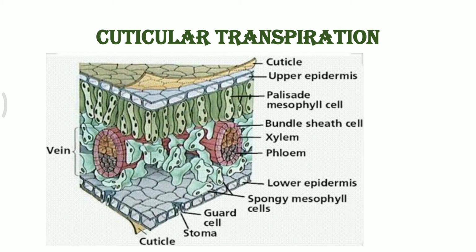Next, just above the upper epidermis lies the cuticle. So it is the uppermost waxy coated layer which is impermeable, and it also has certain pores by which there will be release of water in the form of transpiration.